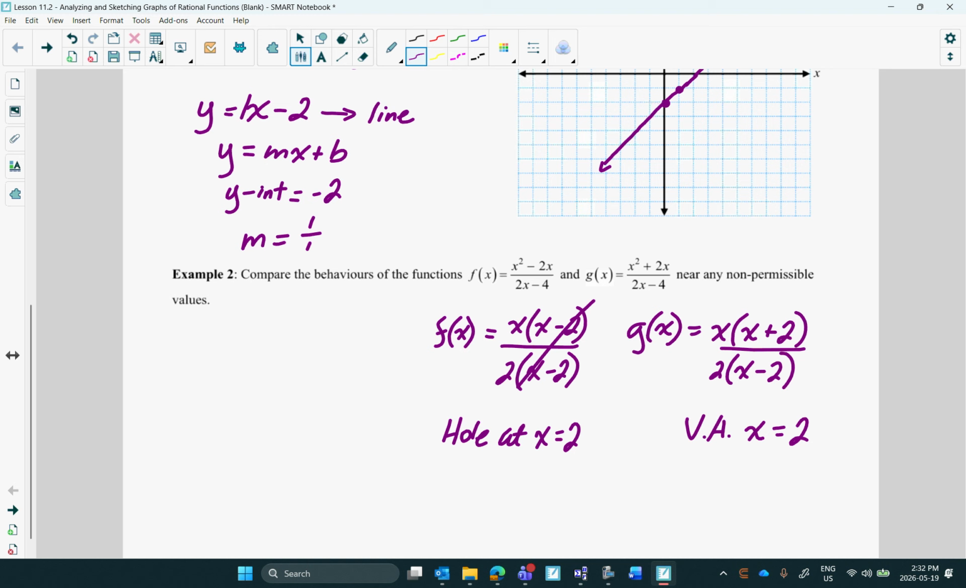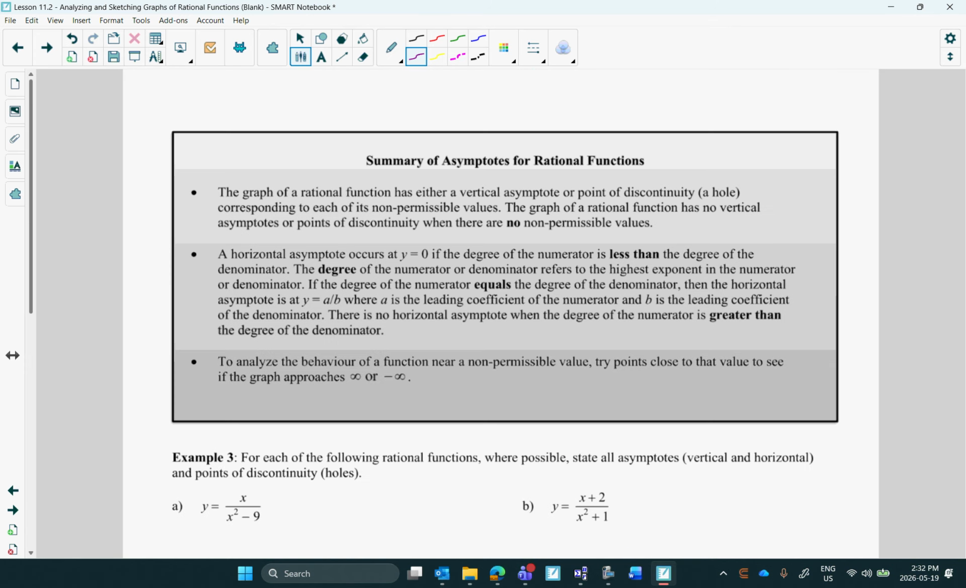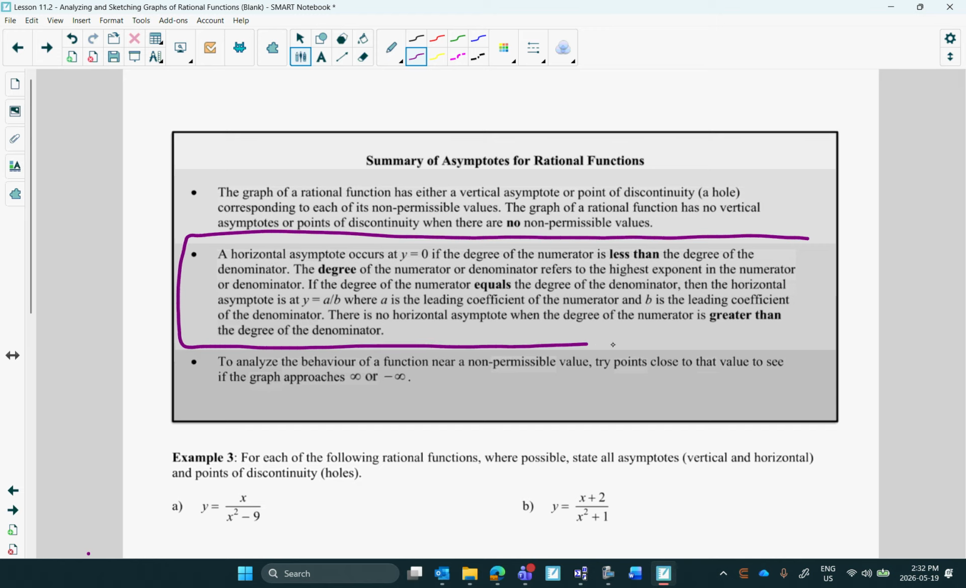What's the other thing we have to keep in mind? The horizontal asymptote. Here's the general rule for horizontal asymptotes. We've already talked about vertical, but this is horizontal. What you do is you look at the degree of the numerator and denominator. What is the degree? The highest exponent. So if I gave you this, you have to write this down.